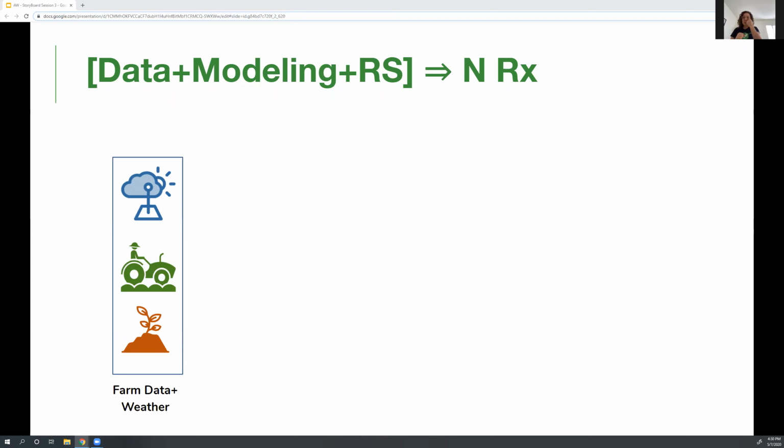So here is the one that holds all of it together. Modeling, data, and remote sensing. How can you combine these to make an intelligent nitrogen recommendation? Let's start from the basics. As agronomists, as farm advisors, as growers, you are already aware that you can use the following information: weather, planting information, and soil sampling to set up your basics for determining how much nitrogen the plant needs.